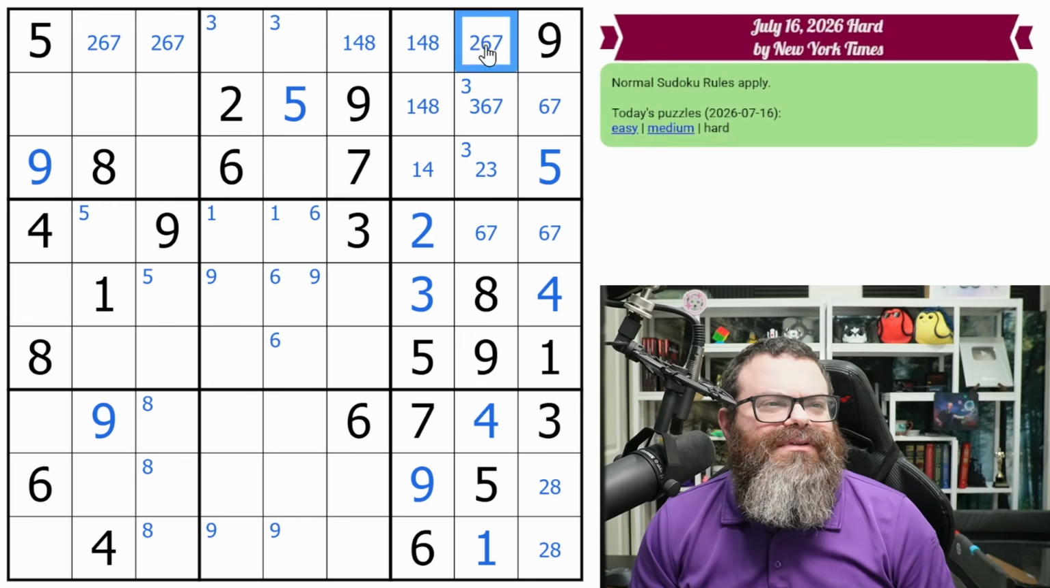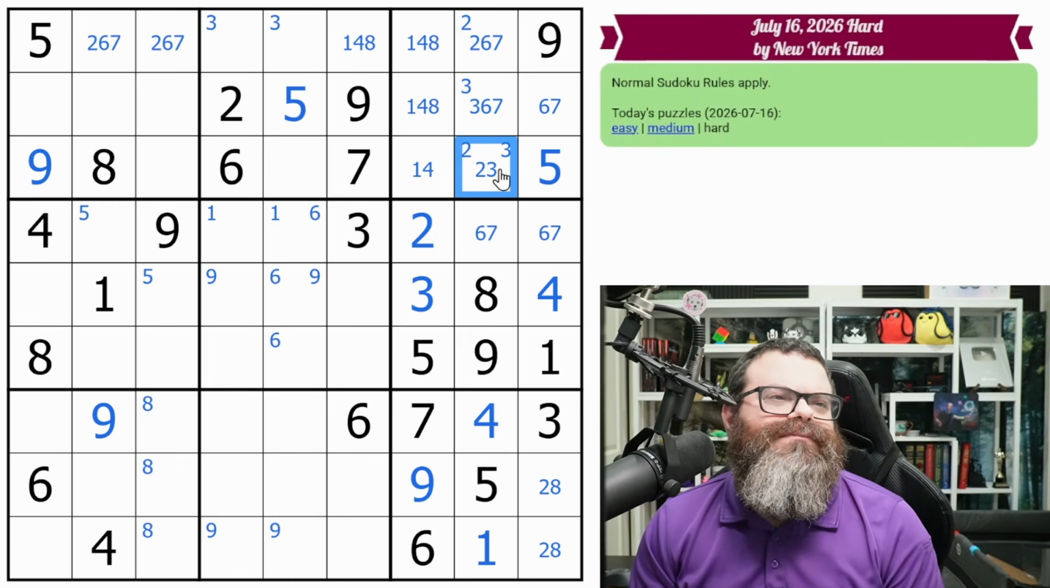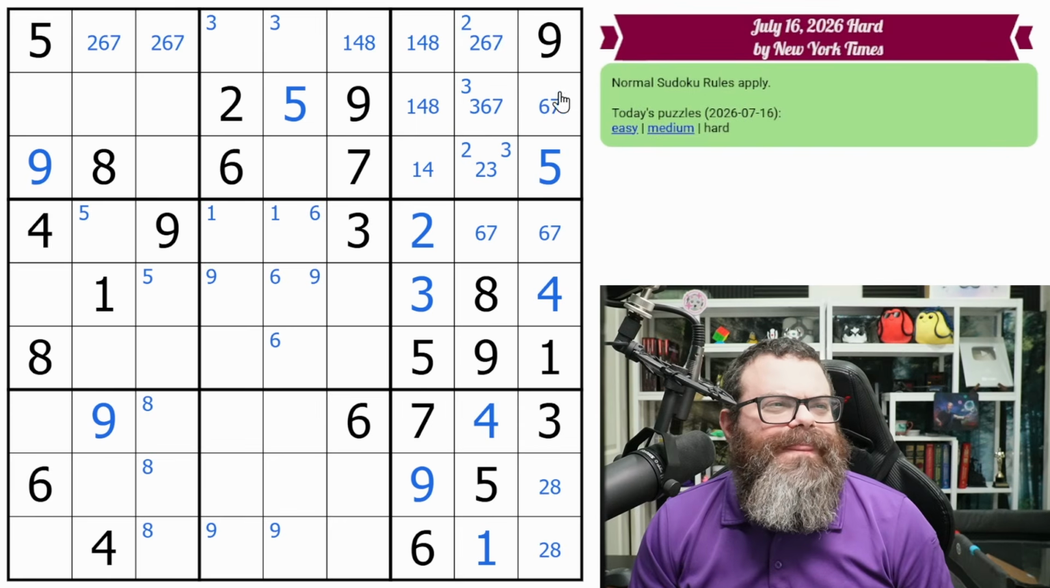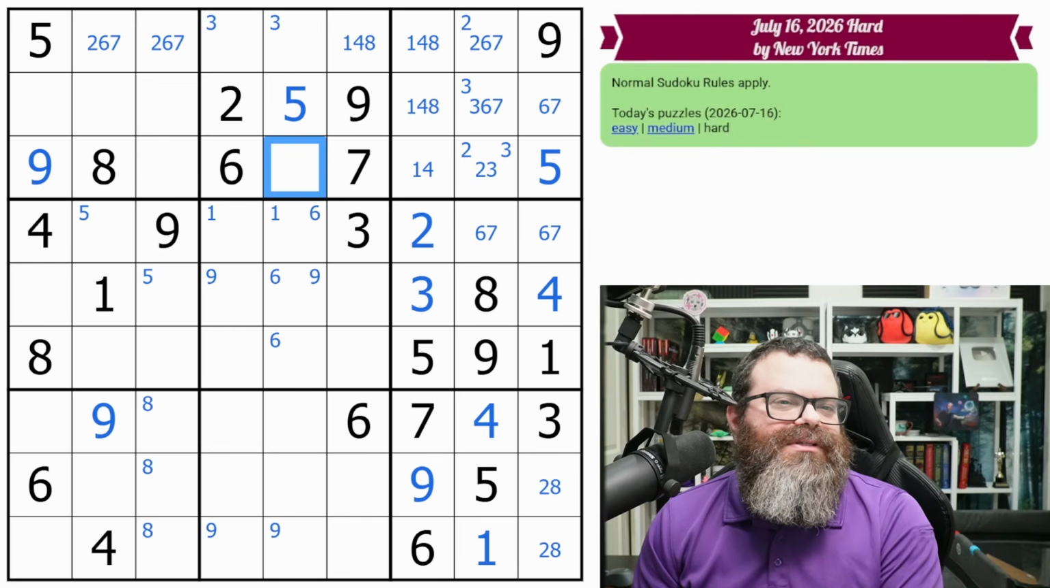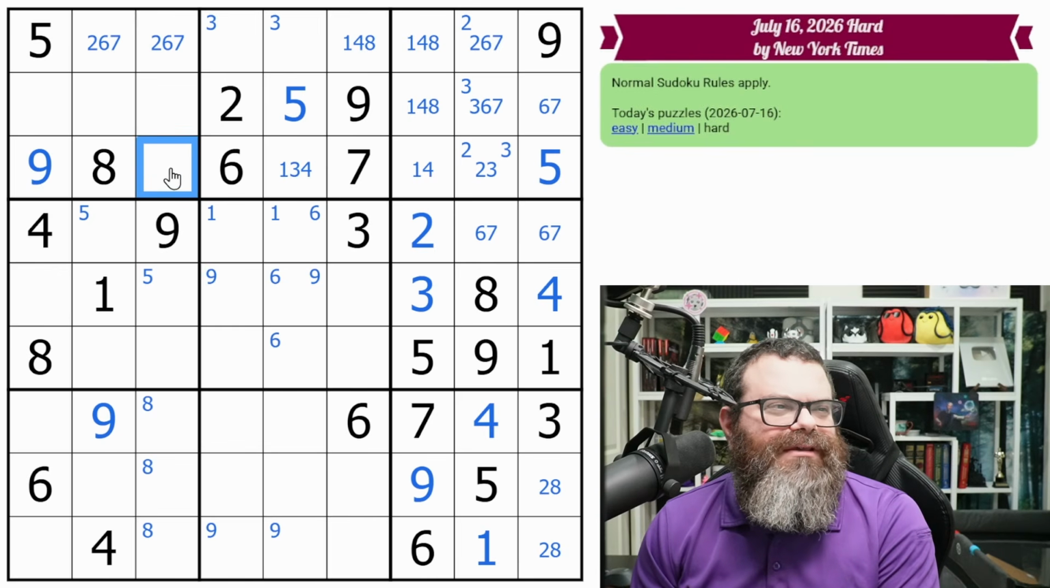2, 3, 6, 7. So the 2 is in one of these two. Okay. Anything else in this band? I want to look at this row. It's 1, 2, 3, 4. So this is 1, 3, 4. Looks like this is any of them.